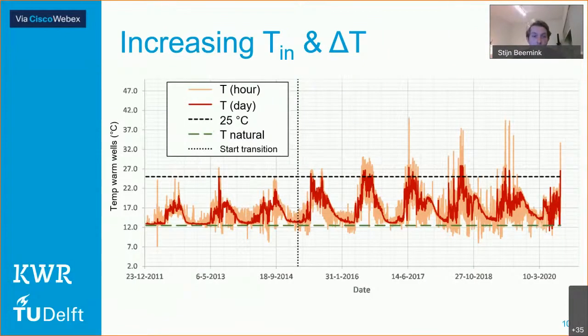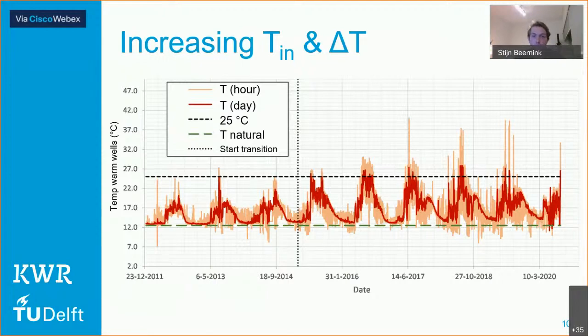We can see in this picture the temperature of the warm wells, so the average temperature of the 4 warm wells of the system, from 2011 to 2020. The orange line is the hourly averaged temperature, and the red line is the daily averaged temperature. And as we can see, after the transition year, 2015, the system started to add more high temperature heat, and the temperature of the wells increased slowly. The average temperature increased clearly after 2015.